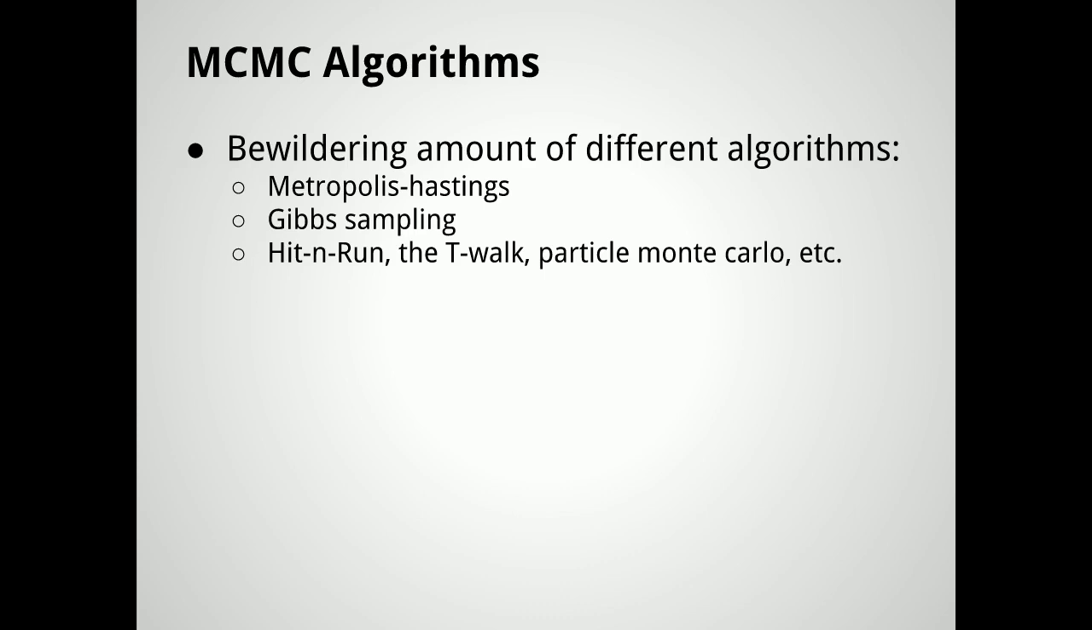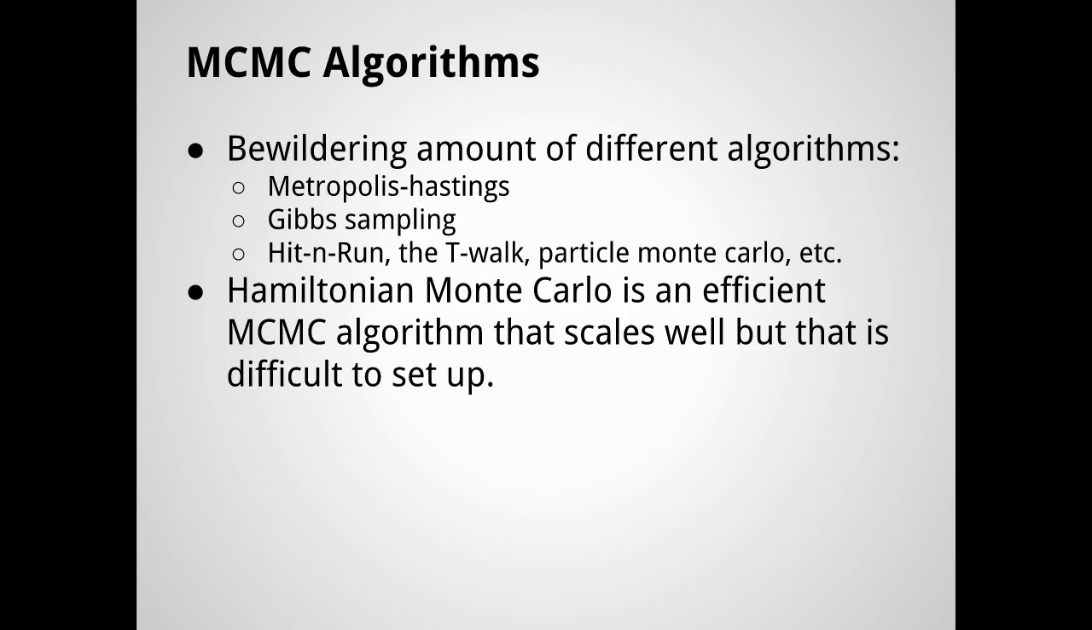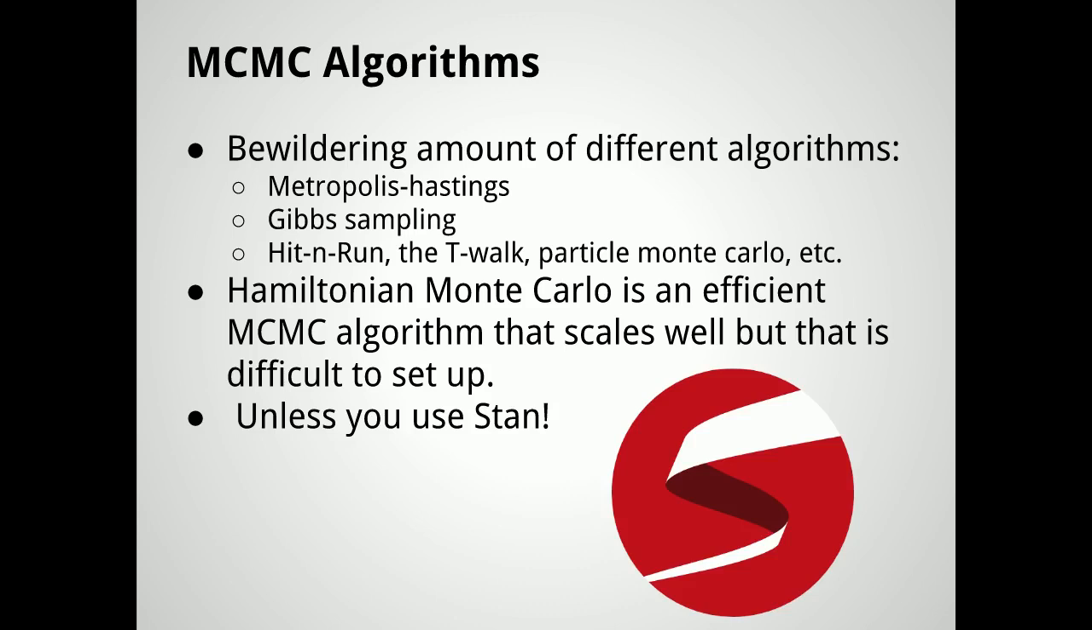Another algorithm is Hamiltonian Monte Carlo, which can be an efficient Markov chain Monte Carlo algorithm that scales well, but that could be difficult to set up. That is, unless you use Stan.